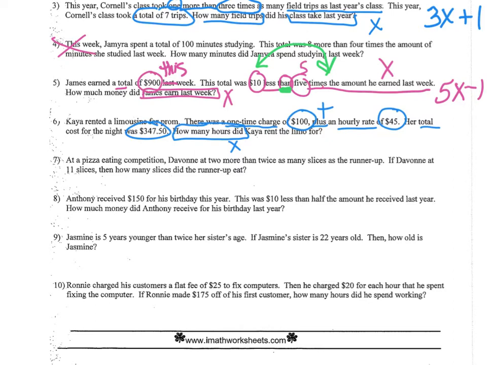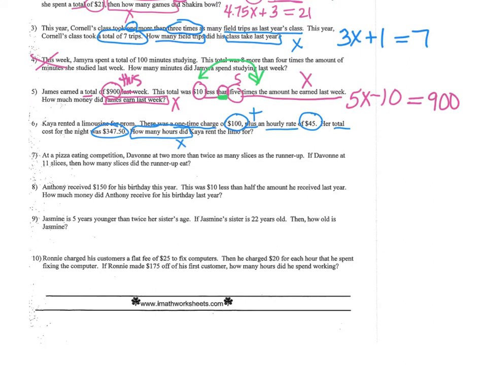Anytime you see a word like one-time charge or initial fee, that means that you're just paying for that and you're done with that. That's never attached to a variable. You're not going to pay a fee every hour. They are saying they're going to charge a one-time fee of $100 plus the smaller charge for every hour. So we know that she paid a total of $347.50.